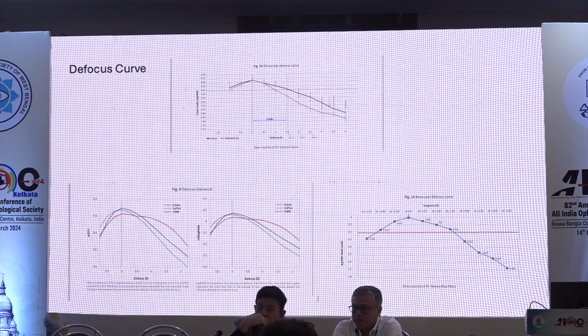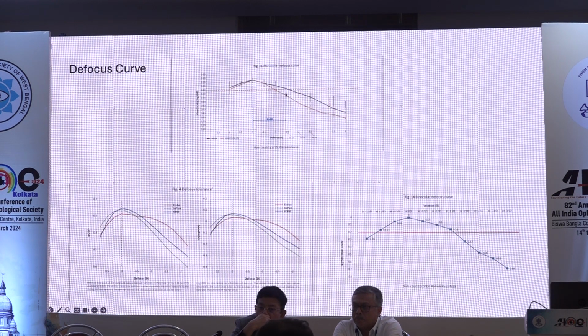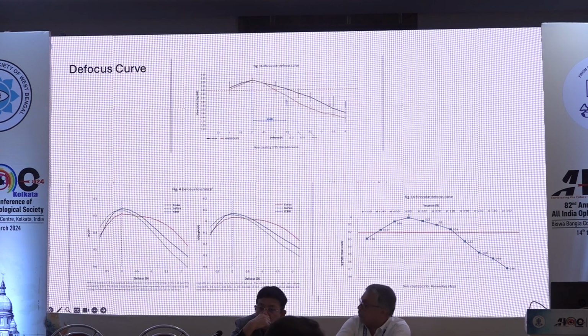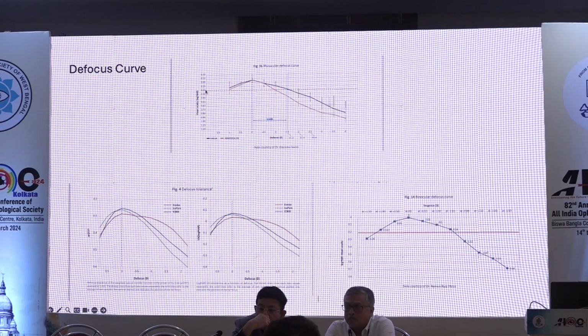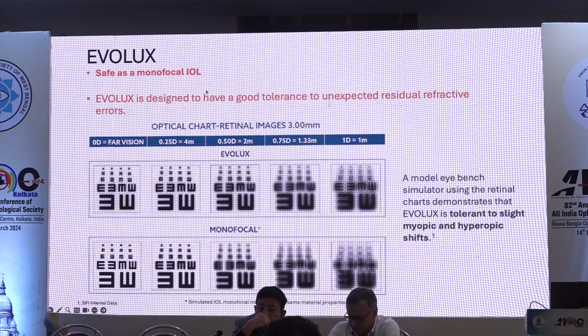You can see the defocus curve. Sorry for the small slide. It is very good compared to other lenses. Evolax is giving 1.5 to minus 1.5, almost logMAR 0.2. So it can give better intermediate vision, almost like any kind of EDOF lens.